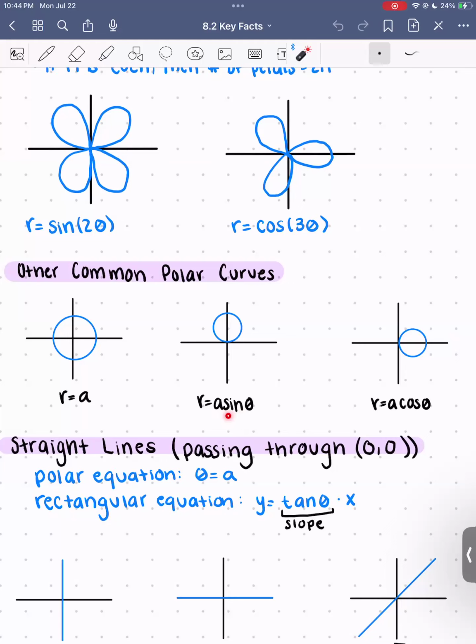If we remember, we associate sine more with the vertical, so you'll see it more on our vertical axis, the y-axis. And for r is equal to a cosine of theta, we'll see the circle more centered around our horizontal axis, which is our x-axis. And then for just a normal circle that is centered around the origin, we just have the equation r is equal to a. And so that's when you will have a circle centered around the origin.